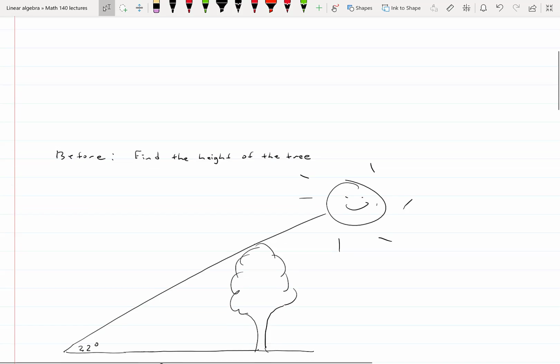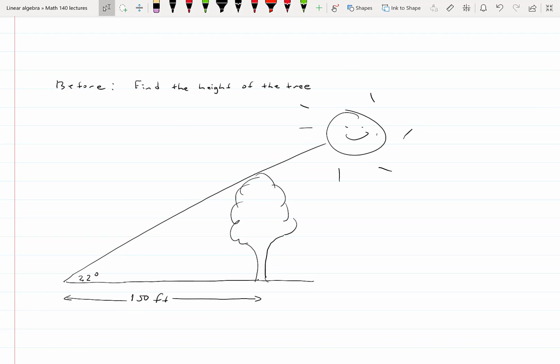Before, we used trigonometry to solve some pretty practical problems. In fact, trigonometry is used everywhere in the sciences to solve a lot of practical problems. But here's a real simple one. Before, the question might be, find the height of the tree, where we're given the angle of elevation up to the top of the tree, using the shadow cast by the sun, and the distance from the tip of the shadow to the tree is 150 feet.